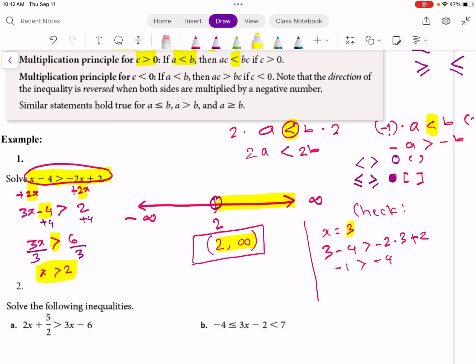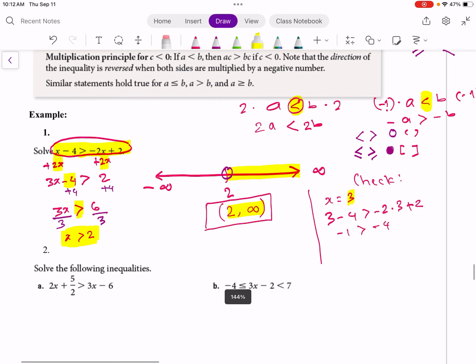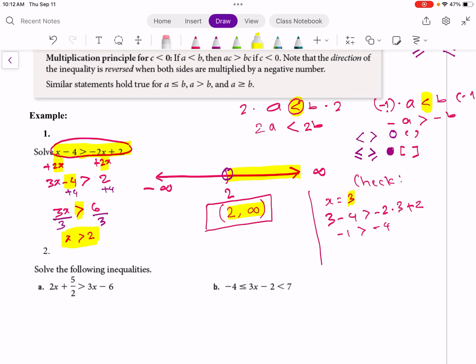So if you have an inequality, we always have an infinite number of solutions, or sometimes no solution. And to list those solutions, we use an interval notation, or you can use a graphing method. Okay, any question on this example? All right, now let's go to the next one.